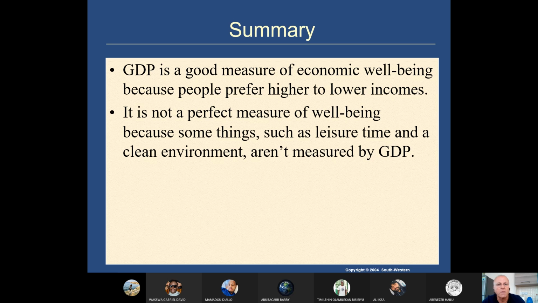As much as your per capita income per person increases, then your life expectancy is also sometimes positively affected. It is not a perfect measure of well-being, but it is also important. But leisure time and a clean environment are, of course, not included in the GDP.